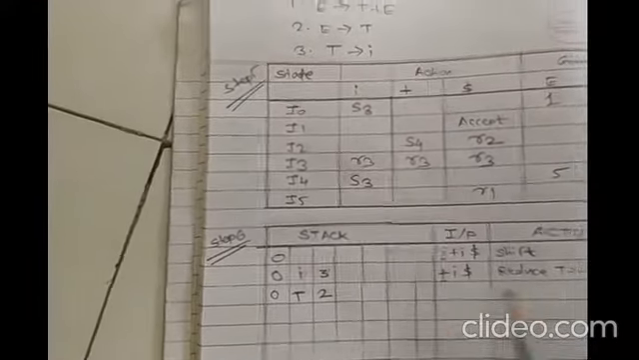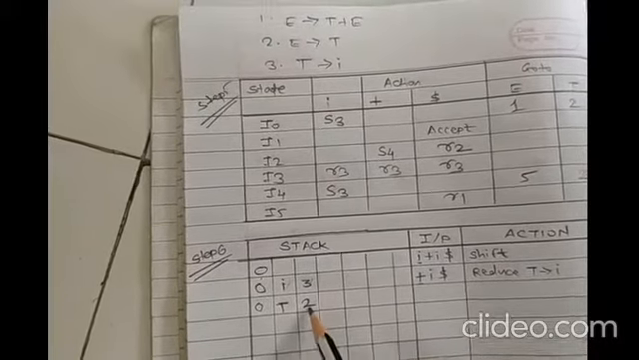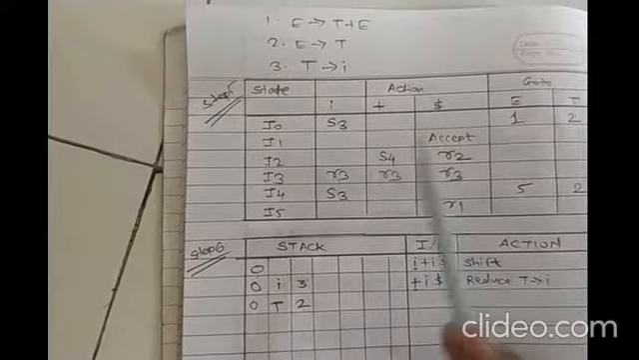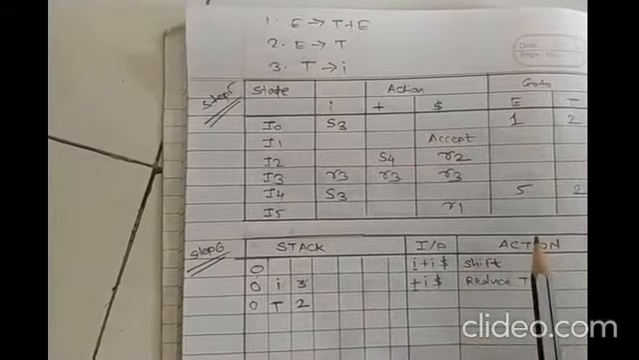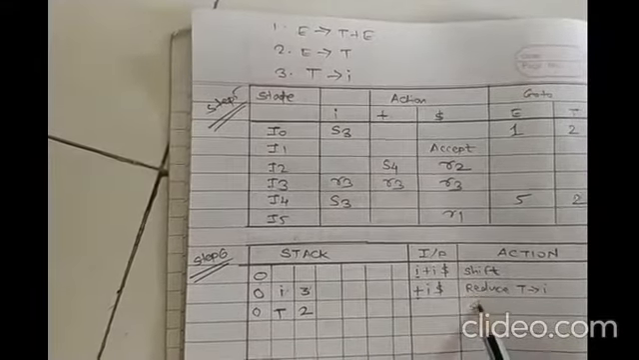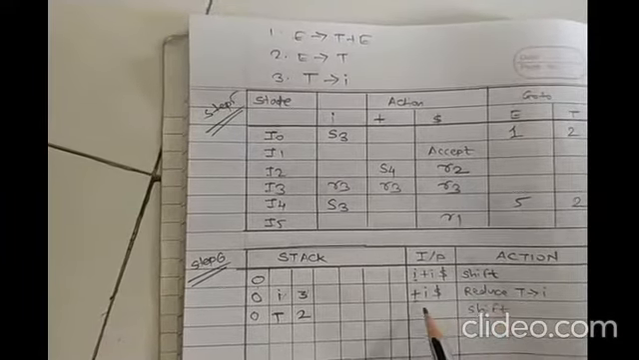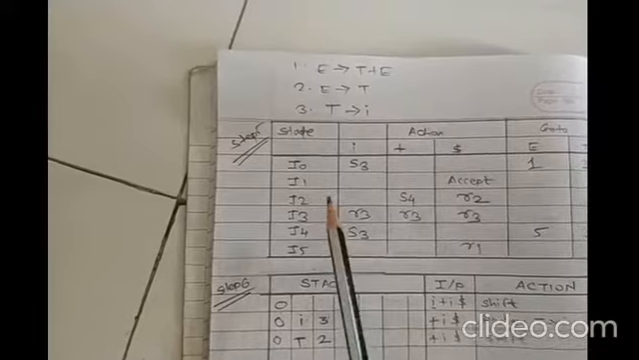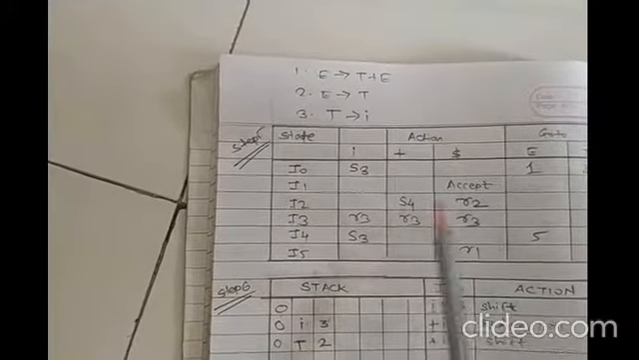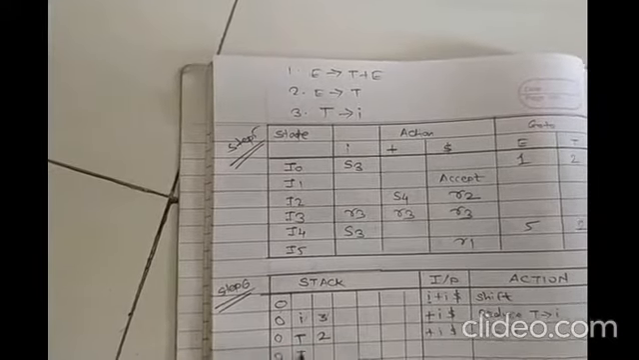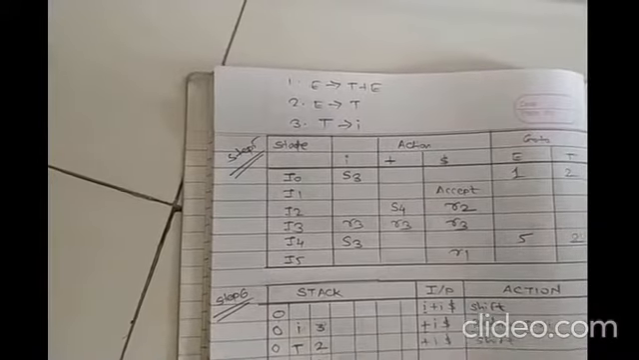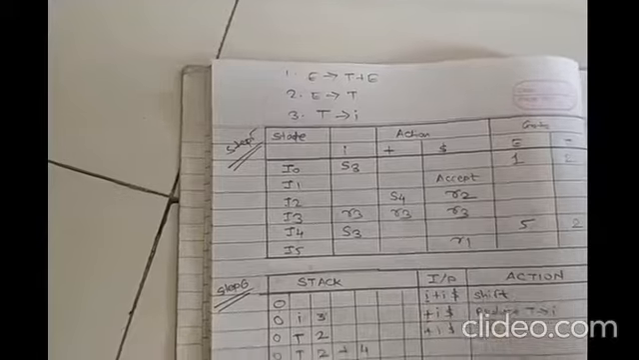So next, look from top of stack 2 to the input symbol plus. So 2 on plus is a shift operation. It remains the same. What we have to shift? 2 on plus shift 4. So 0 T 2 shift 4, that is, the plus sign will be shifted and 4 will be the state.